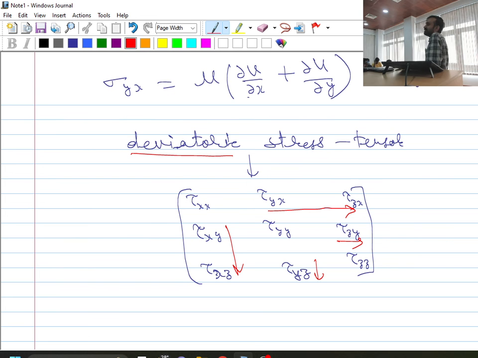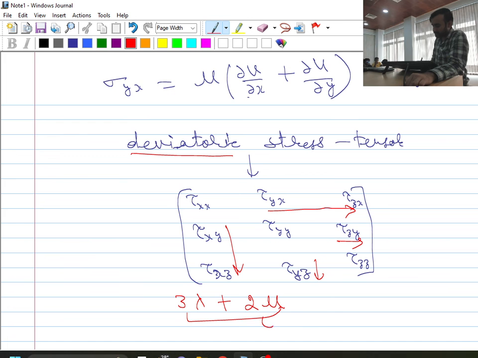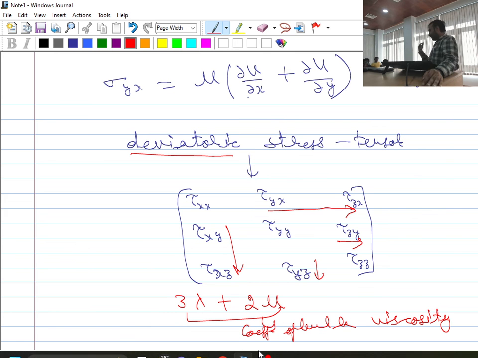Mu is very clear to us, which is popularly called as dynamic viscosity. But what about this second coefficient of viscosity, which is nothing but lambda? So if you add up all these terms, then ultimately we get one term which is called as 3 lambda plus 2 mu. I am not going into much details. This is called as bulk viscosity. Sorry? So where are we getting 3 lambda plus 2 mu from? I am not explaining that.